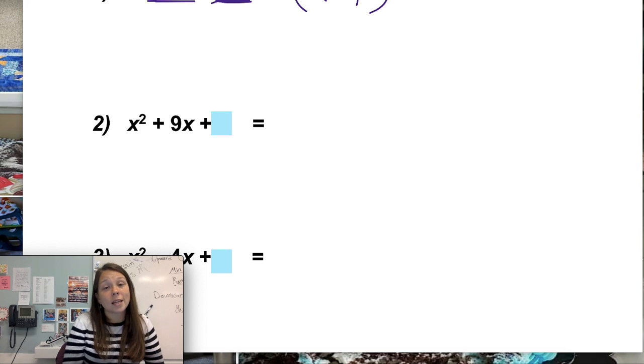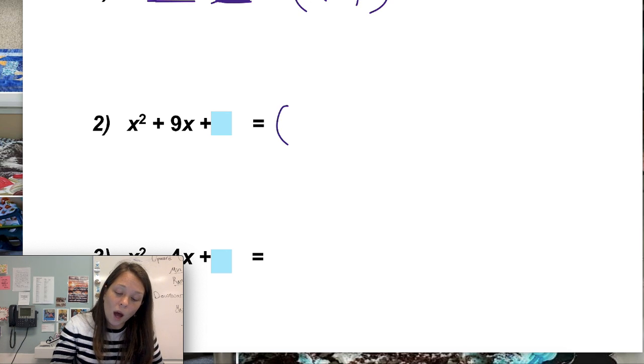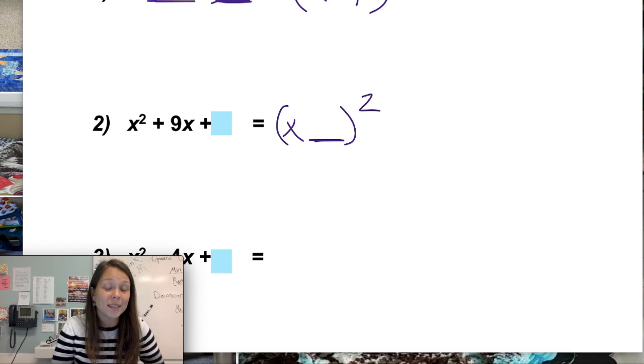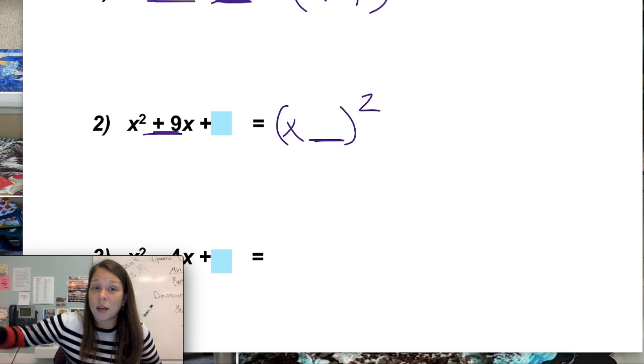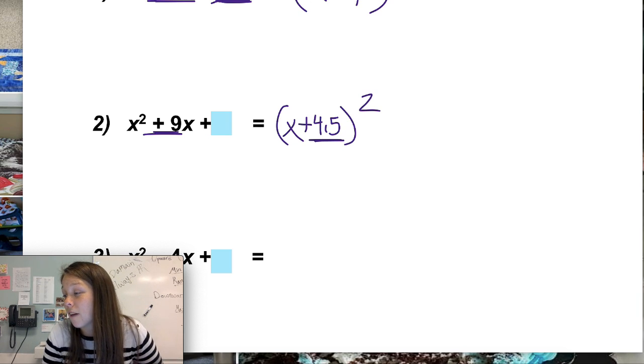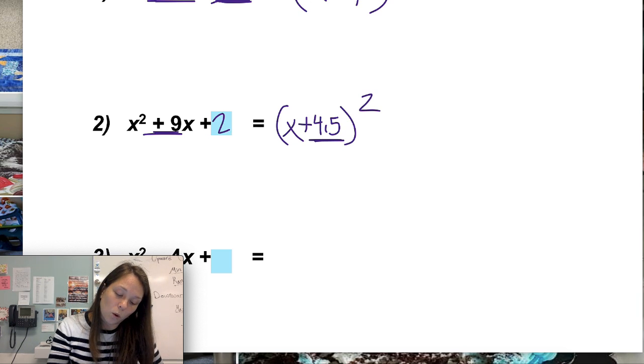Taking a look at the next one, x squared plus 9x. I want this to factor into a perfect square binomial, so I need to come up with what number I want added or subtracted here to x. Knowing that my value of b is 9, if I divide that by 2, I get 4.5. If I take 4.5 and I square it, I get 20.25.